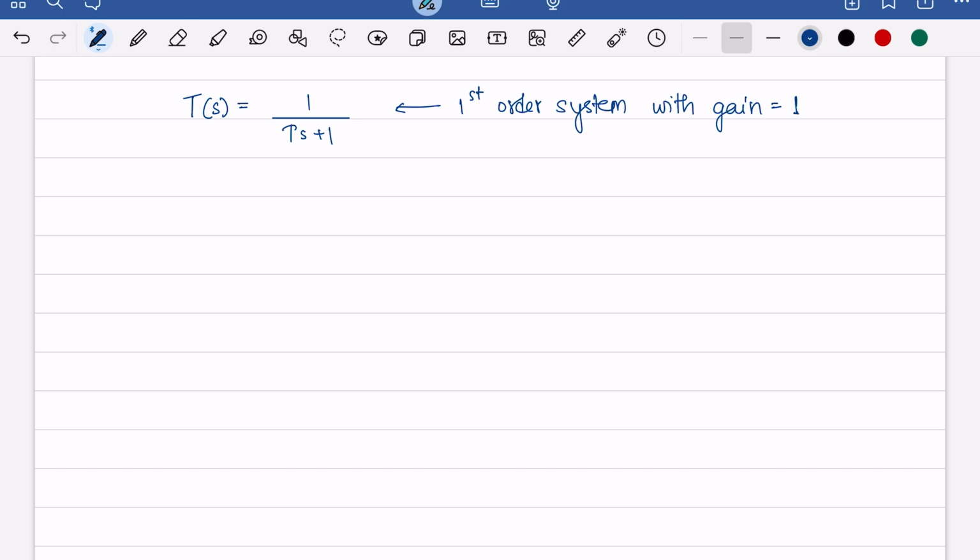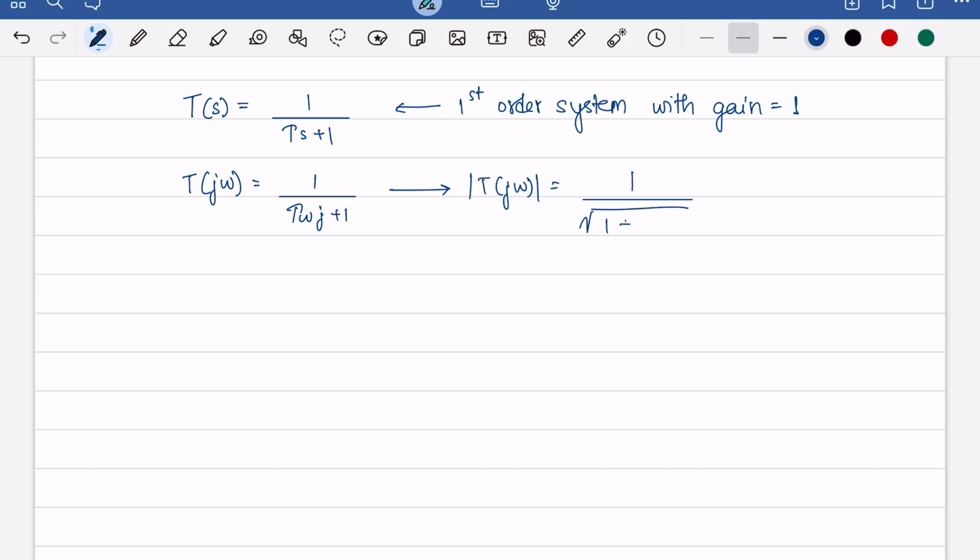So we're interested in how the magnitude gain changes with omega, right? And because we are looking at omega changing, we'll keep it parametric. So I'm going to start by substituting S is equal to j omega, and we obtain very easily 1 by tau omega j plus 1. And very easily, again, we obtain the magnitude is equal to 1 over root over 1 plus tau omega whole square.